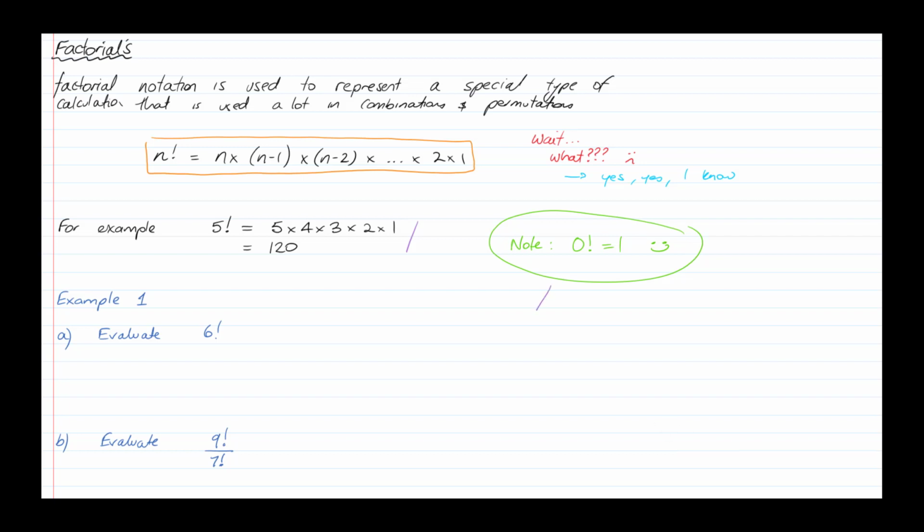Now there's an important note here in green. 0 factorial equals 1, which is an important principle to make this theory and this concept hold together and to help us with proofs and other things later on.